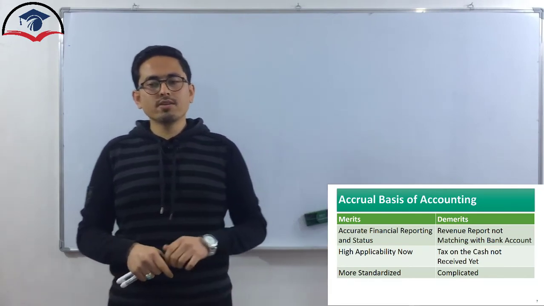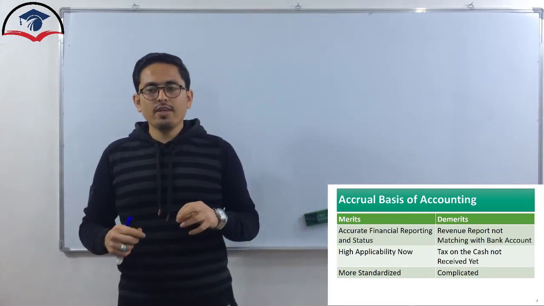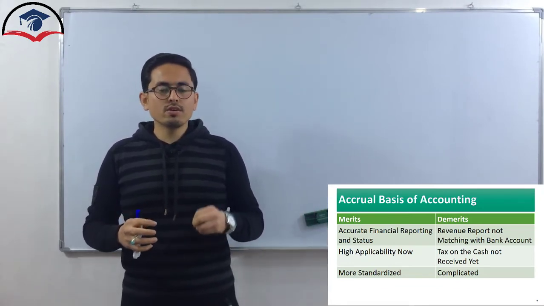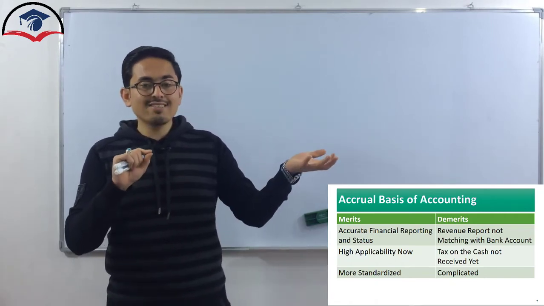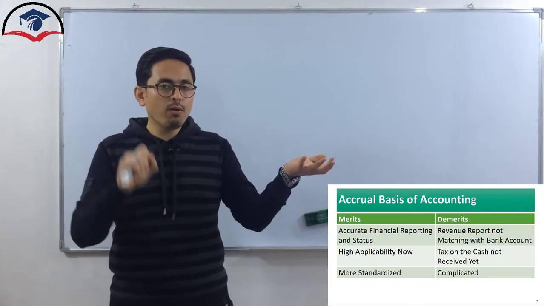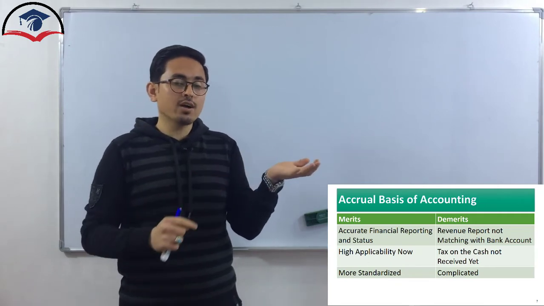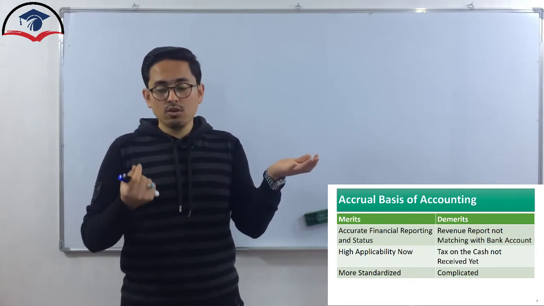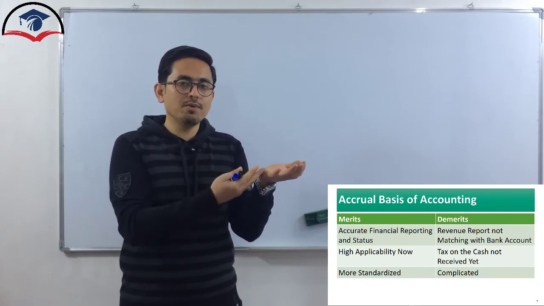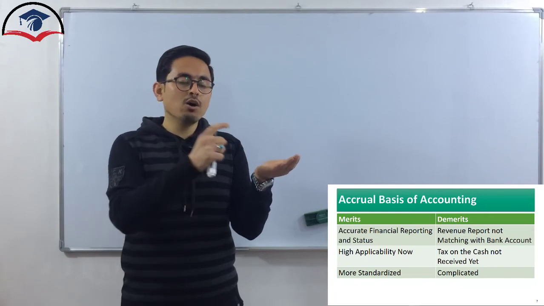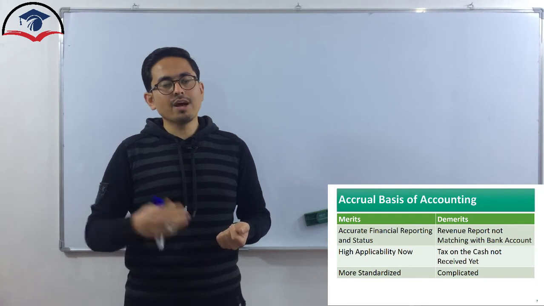Of course, some demerits exist. The easiest and most important one is that the revenue report or profit report is not matching your bank account. You showed that you have $5,000 profit during this period. Is this amount available in your bank account? On the cash basis, you will report the profit which is available, the actual amount inside your bank account. But that's not the case of accrual basis of accounting.